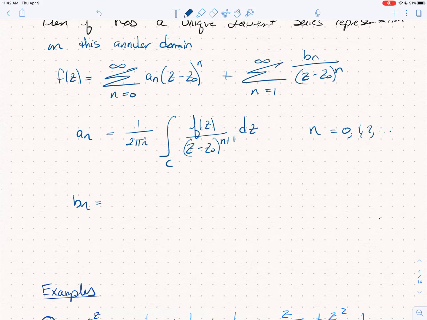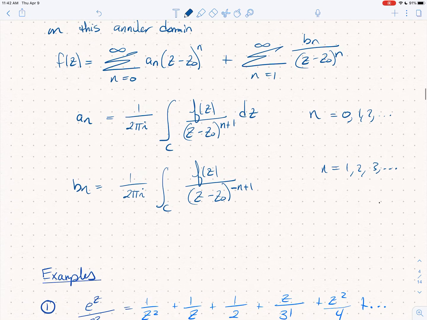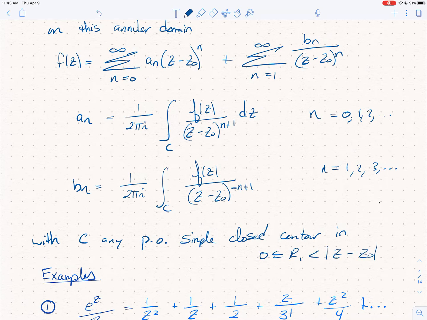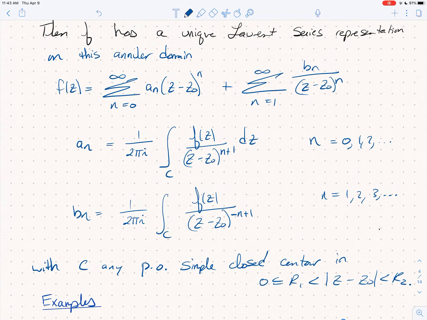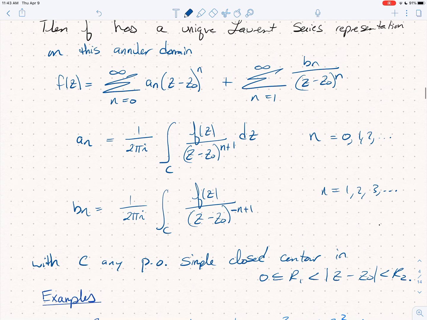That's the a n's. The b n's, what are they? Well, they're 1 over 2 pi i times the integral over C of f of z times (z minus z naught) to the minus n plus 1. And this is n equals 1, 2, 3, so on and so forth. I should tell you what C is. So C is any positively oriented, simple, closed contour in our annular region. I guess I'll rewrite it. It looks like that. So that is Laurent's theorem, and we're going to take some time and explore that, but I'll stop the video here before we go on.